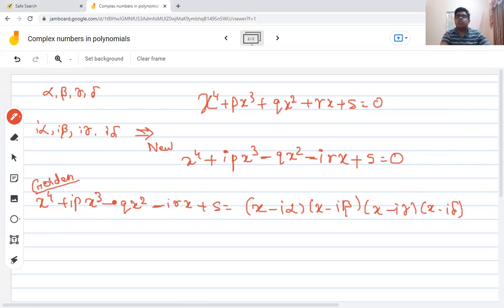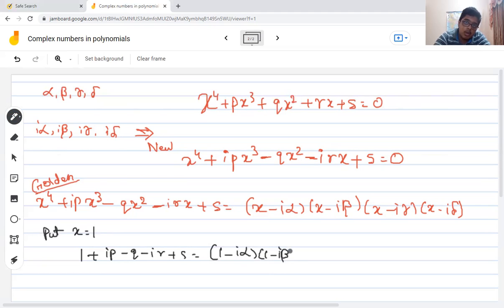Now the same thing which I told in that. How do I get 1 minus I alpha times 1 minus I beta times 1 minus I gamma times 1 minus I delta? Put x equals 1, the first substitution. So what am I going to get? 1 plus IP minus Q minus IR plus S equals 1 minus I alpha times 1 minus I beta times 1 minus I gamma times 1 minus I delta. And that is going to be, if I group the real terms together, 1 minus Q plus S plus I times P minus R.